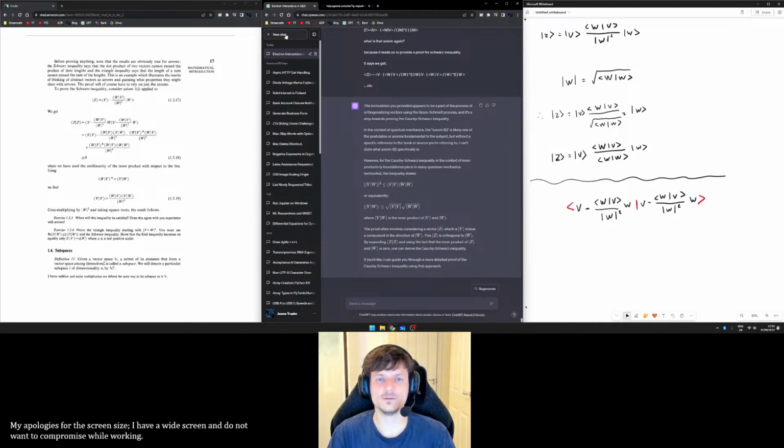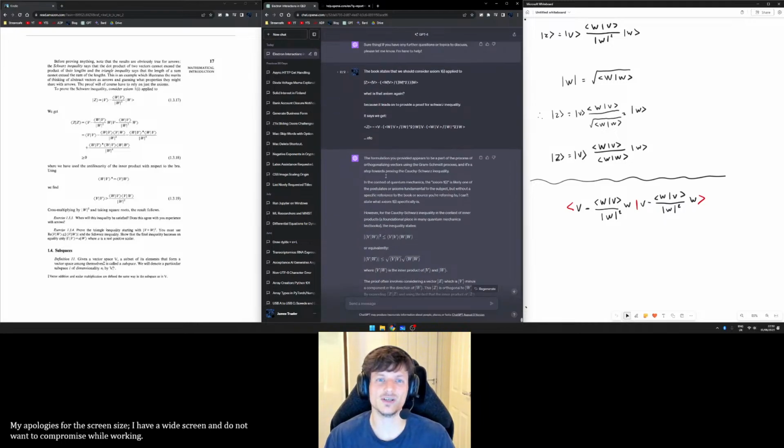So it says, the formulation you provided appears to be part of the process of orthogonalizing vectors using the Gram-Schmidt process, and is a step towards the Cauchy-Schwarz inequality. In the context of quantum mechanics, the axiom 1I is likely one of the postulates or axioms fundamental to the subject, but without a specific reference to the book or source you're referring to. So it doesn't even know, right?